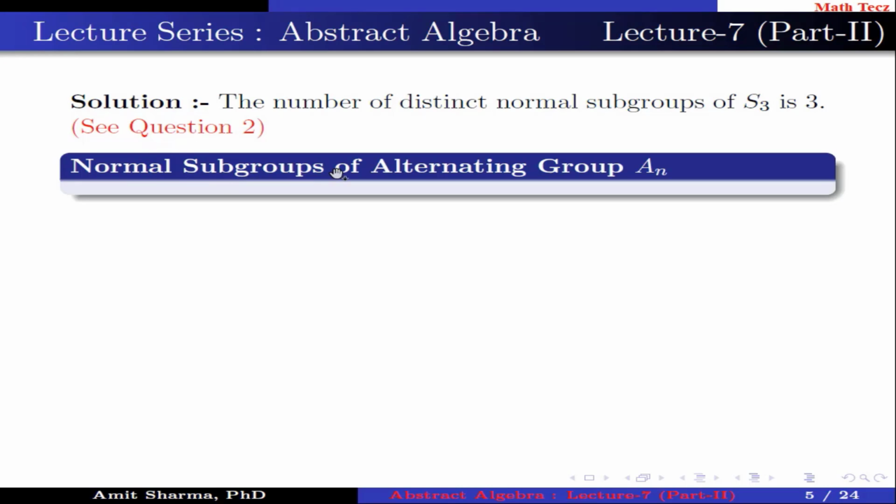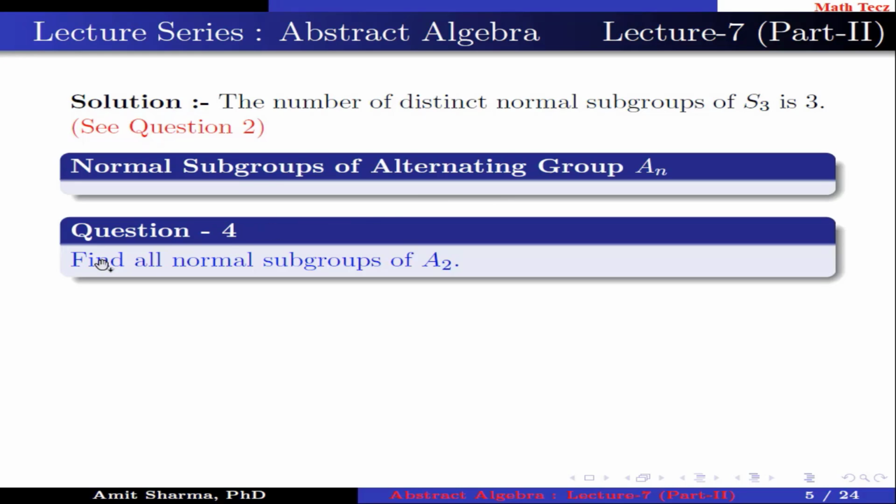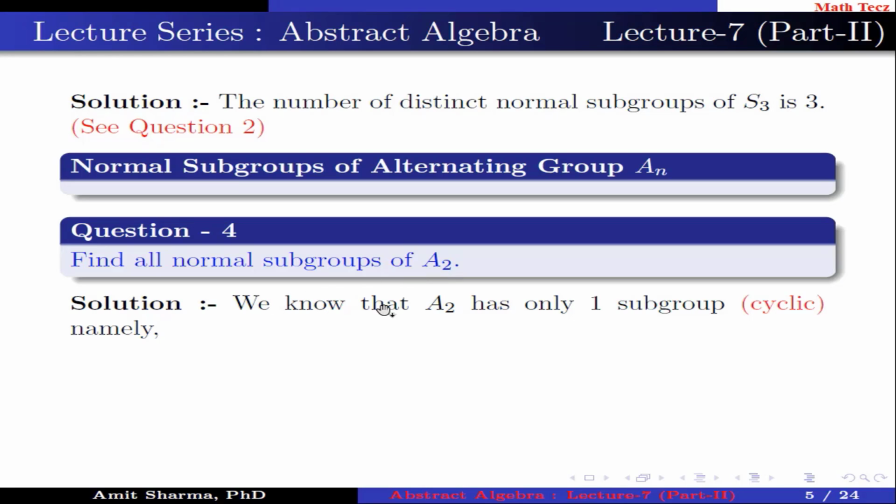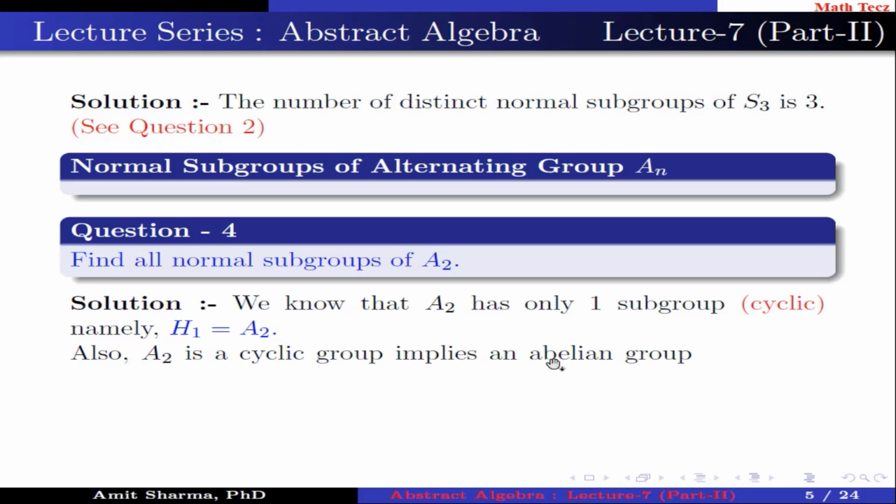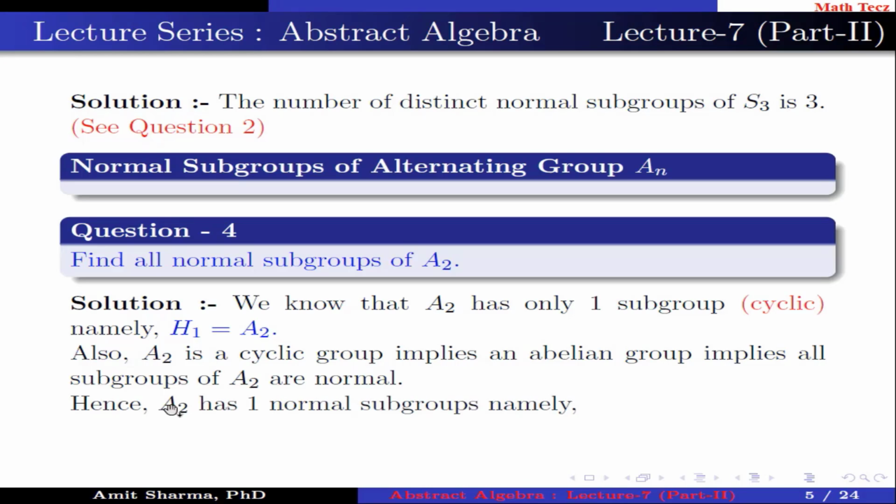Next is normal subgroups of the alternating group An. Question number 4. Find all normal subgroups of A2. We know that A2 has only one subgroup which is cyclic, namely H1 equal to A2. Also, A2 is a cyclic group, which implies an abelian group, which implies all subgroups of A2 are normal. Hence, A2 has one normal subgroup, namely H1 equal to A2, which is the improper normal subgroup.